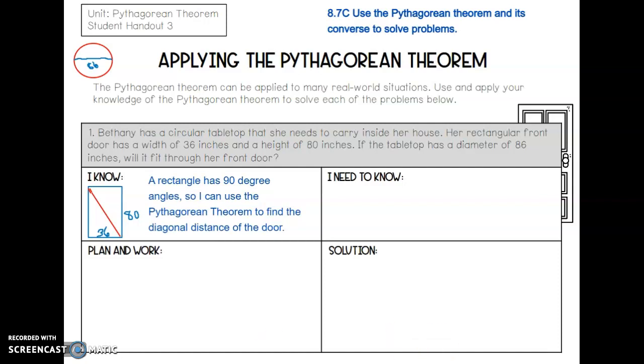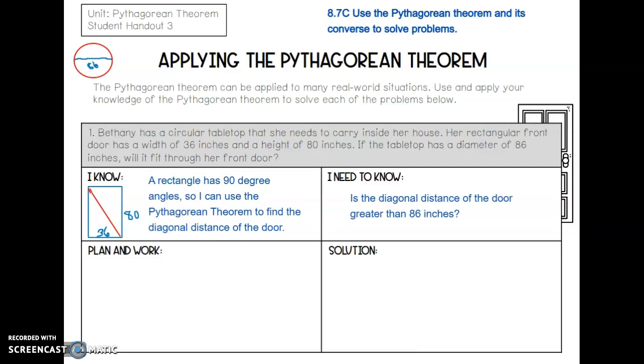Now, this is what we need to know. Will it fit through the door? Will that table that has a diameter of 86 inches fit through the diagonal distance of the door? So we're going to take that round table, we're going to flip it over on its curved end, and we're going to move that table diagonally slanted through the door. Is the door going to be big enough? In order for it to be a yes, that means that our hypotenuse has to be greater than 86 inches.